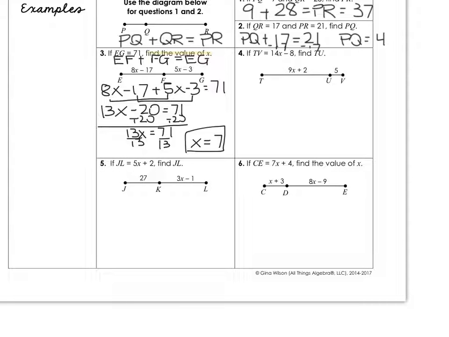I'd like you to go ahead, stop the video, and try number 6, because number 6 is going to be very similar as far as what you're trying to find. You're only trying to find the value of x. So the first thing you need to do is write your segment addition.